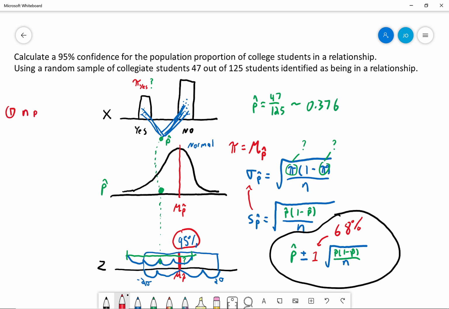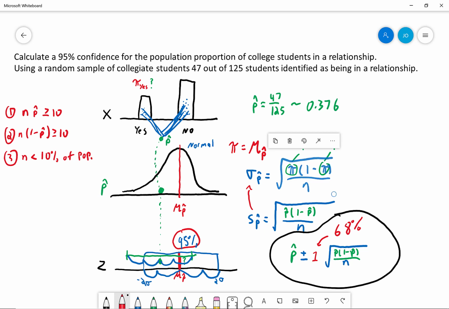The first conditions that we'll look at are these three right here. N times p hat needs to be greater than or equal to 10. N times 1 minus p hat needs to be greater than or equal to 10. And third, n needs to be less than 10% of the population. They all need to be met. If one of those conditions is not met, well, what's going to happen?